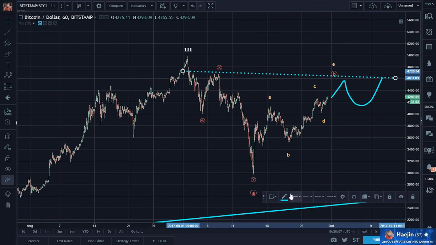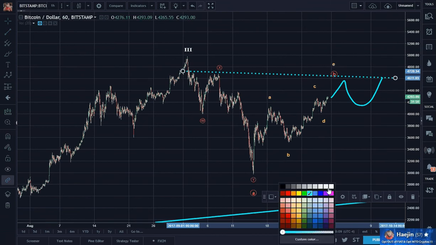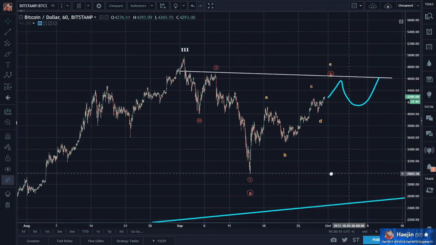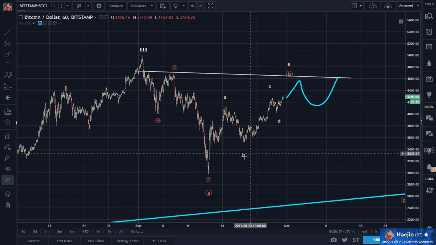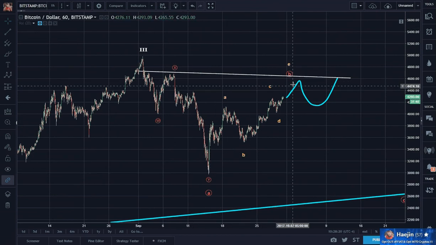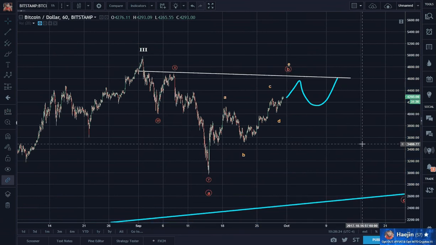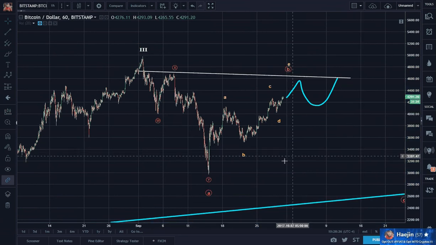That would be another very bullish indication of head and shoulders. And boy, this would take it to a far, much higher trajectory. So we're not out of the woods yet.